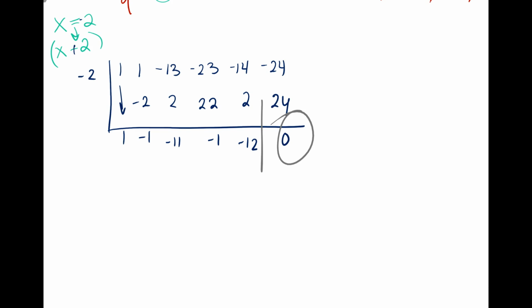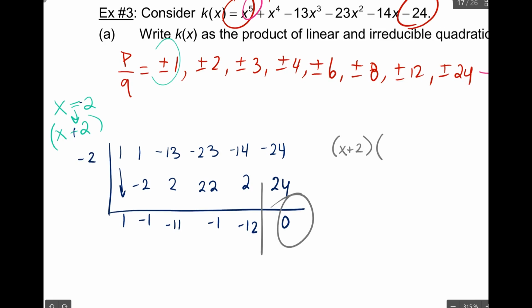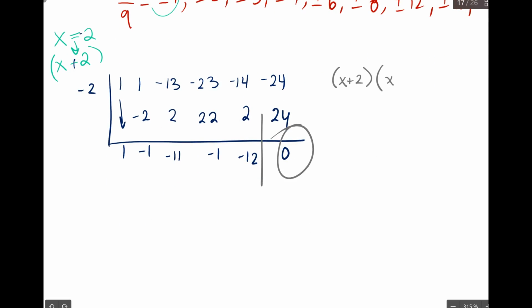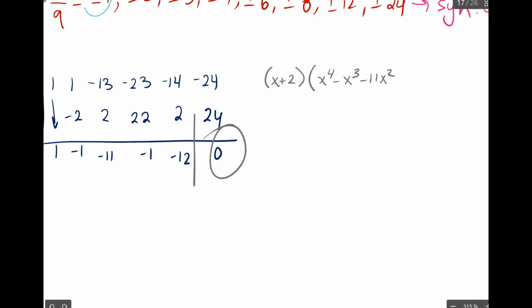That means the factor would be x plus 2 times, let's say I started with the 5th, so this will start with the 4th, x to the 4th minus x to the 3rd minus 11x squared minus x minus 12. Cool, that's fine. Okay, cool. So now I found one of my factors.